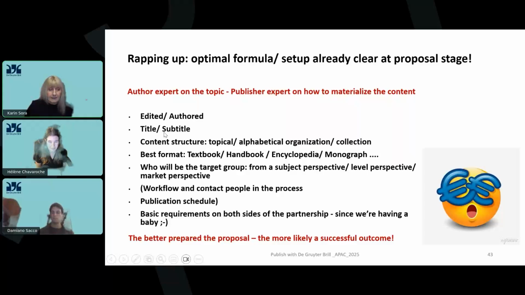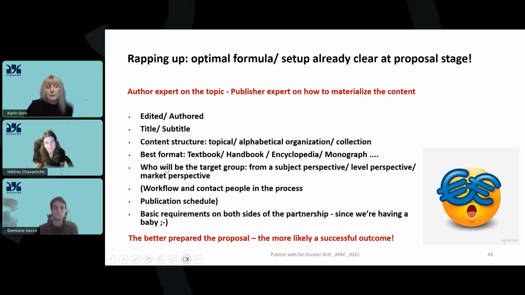The title and subtitle should be clear and well chosen. The content structure should also be clear, whether it's topical or alphabetical, or whether it's a collection of articles. We should choose the best format, whether it's a textbook, a handbook, an encyclopedia, or a monograph. So the content needs to be written differently if you have a textbook and you want to teach somebody, rather than when you publish your science.